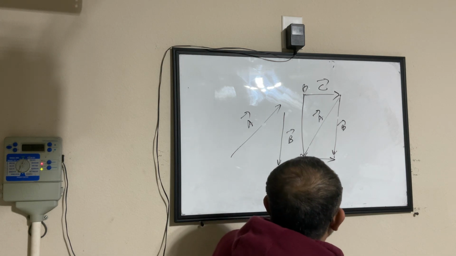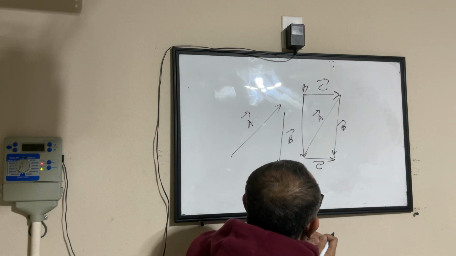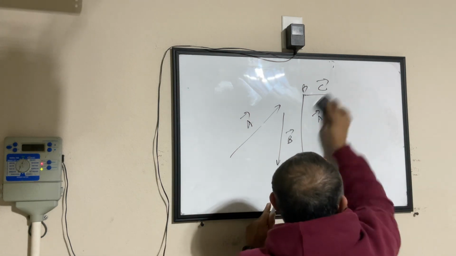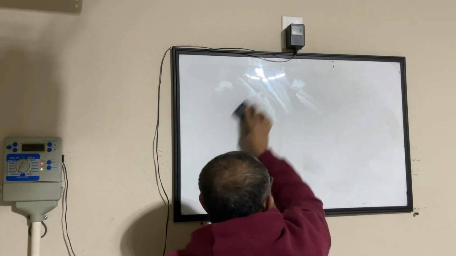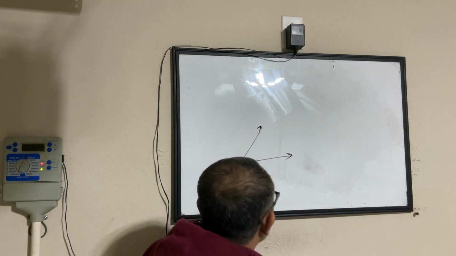Let's say this is your... I could have done it differently. Sorry, my bad. I did not put the right picture, and that will probably get confused. Let's say this is A and this is B. Okay.